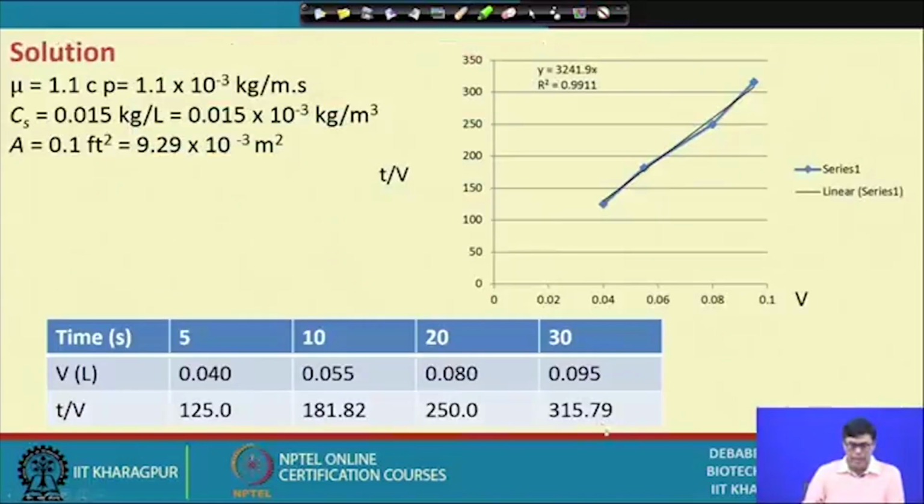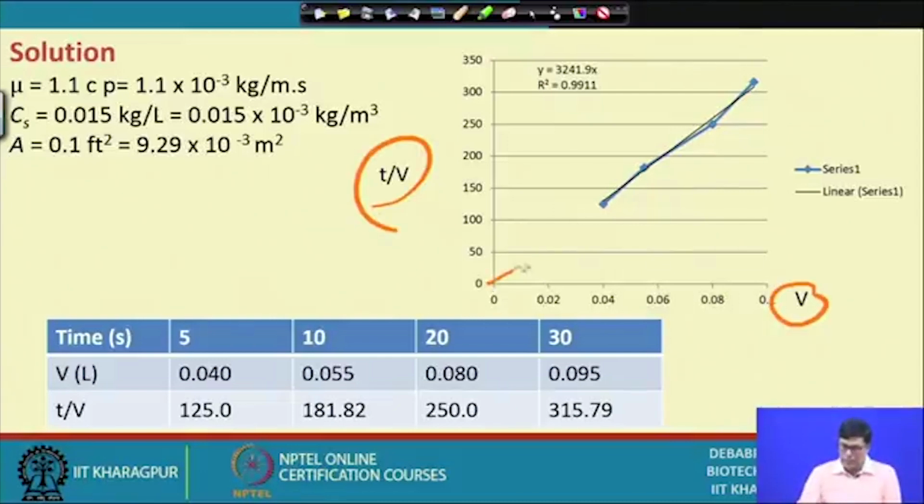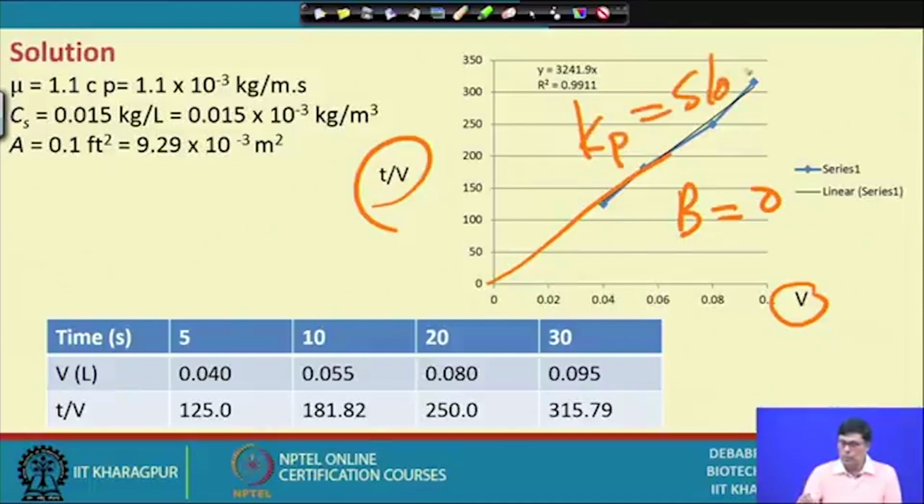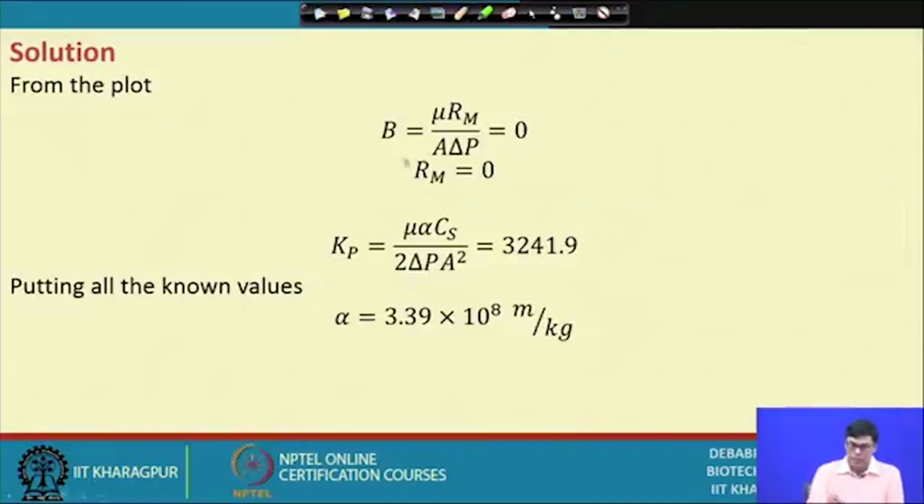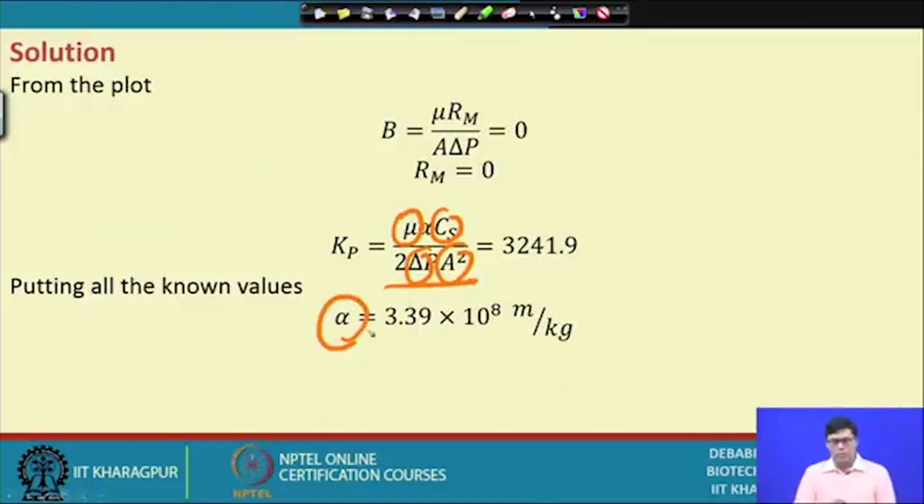Now let us see how you can calculate, because I told you that we shall have to plot this t by V versus V, and if you look at the straight line, it goes almost through the origin, so we can assume B equal to 0. So we have the Kp value. Kp we can easily find out from the slope. This is the slope, and once we find out the Kp value, and since B equal to 0, Rm equal to 0, then we can write Kp equal to this one, and we know the mu value, Cs value, del P value, and A value, so we can find out the specific resistance of the cake.